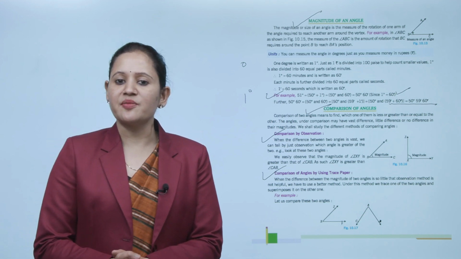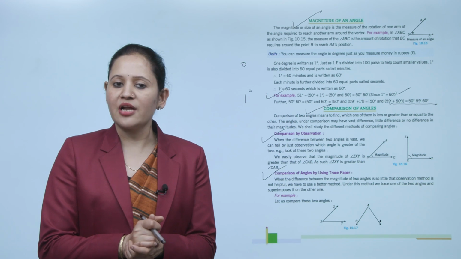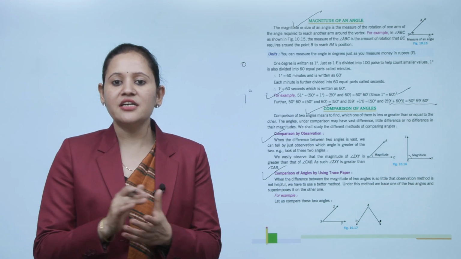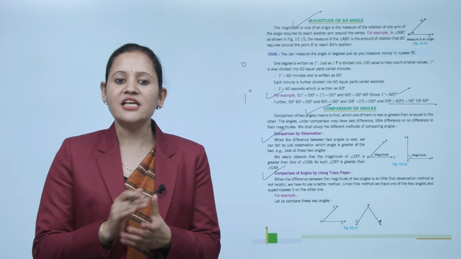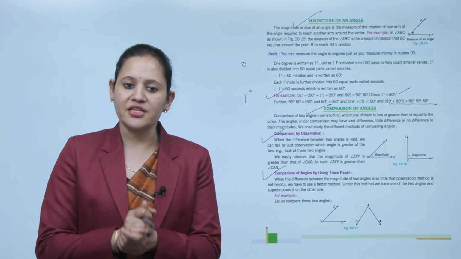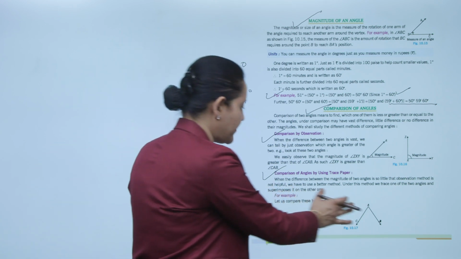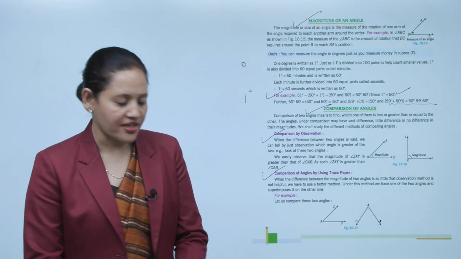When the difference between the magnitude of two angles is so little that the observing method is not helpful, we have to use a better method. Under this method, we trace one of the two angles and superimpose it on the other. For example, let us compare these two angles. Here we cannot use the observation method.